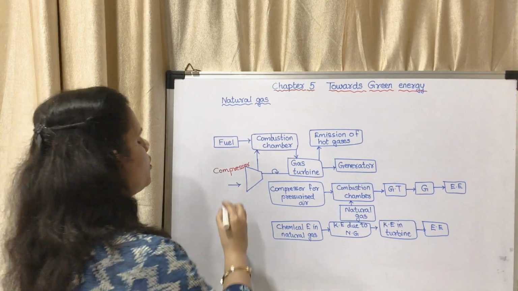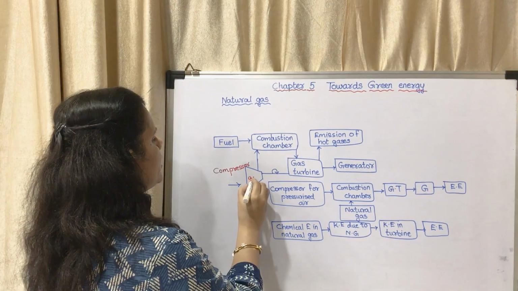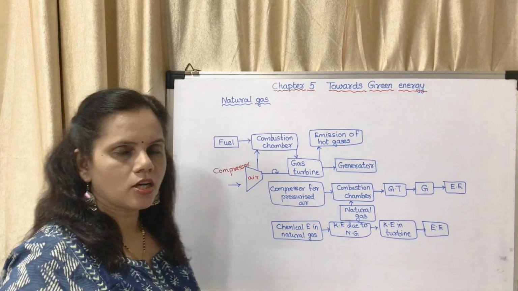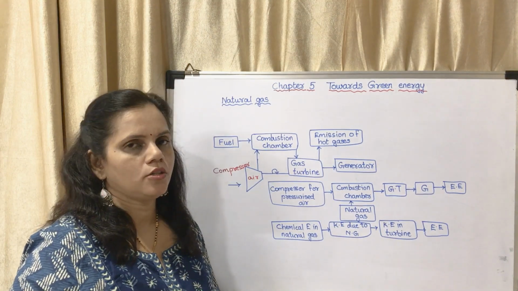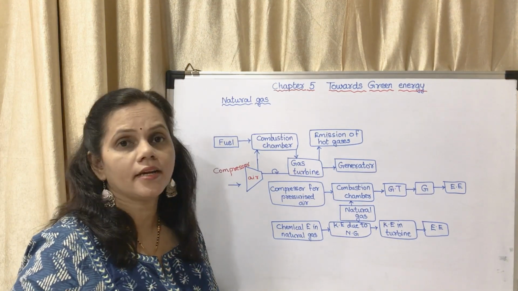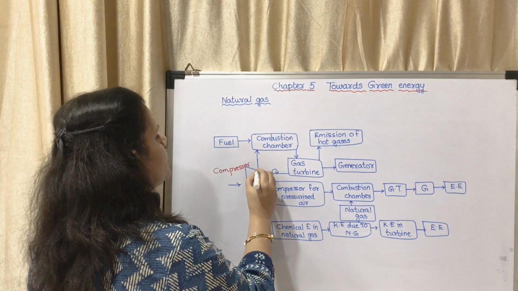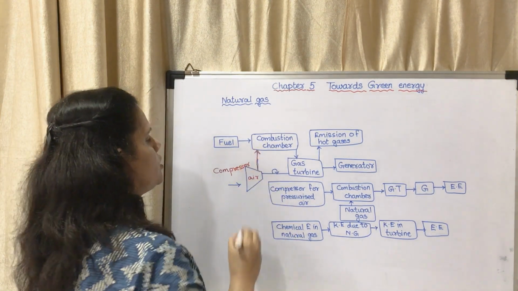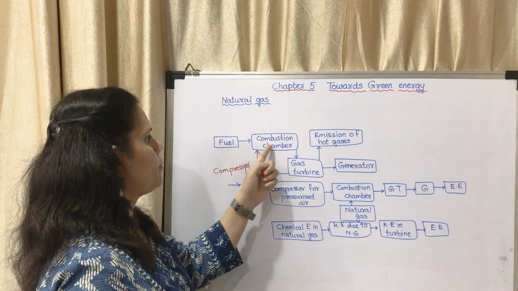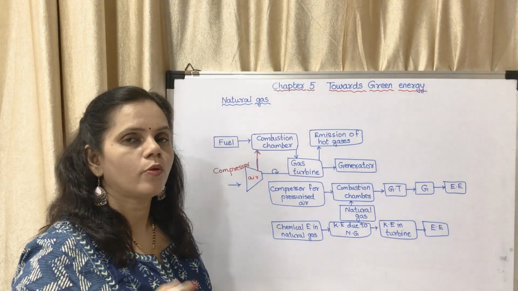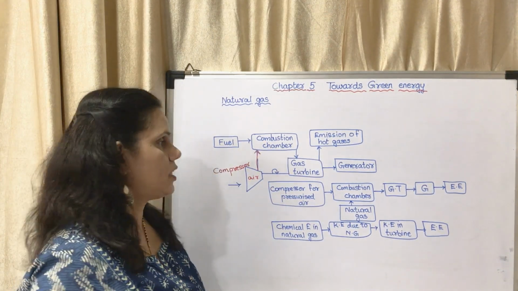This compressor is provided with air because natural gas has to be burnt, and for burning it needs air. So the air is pumped into the combustion chamber. In the combustion chamber, the fuel is burnt. What is the fuel? The fuel is natural gas.